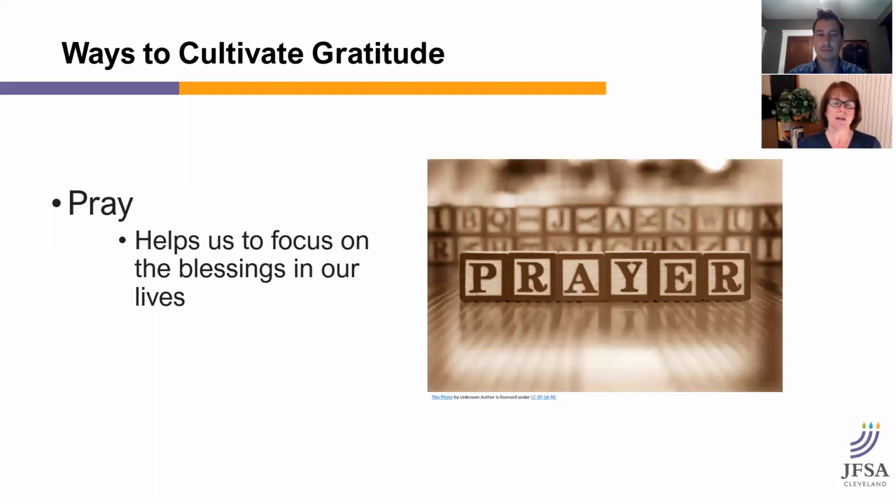Another way to cultivate gratitude is through prayer. I don't care what your religion is. I don't even care if you're not religious and you're just spiritual. But whatever way, shape, or form that you pray has an effect on our brain. I know a lot of times we ask for things when we pray, but what I want you to start thinking about is to be thankful for things when we pray. So if we focus on our blessings, prayer can actually be a way to cultivate gratitude as well.